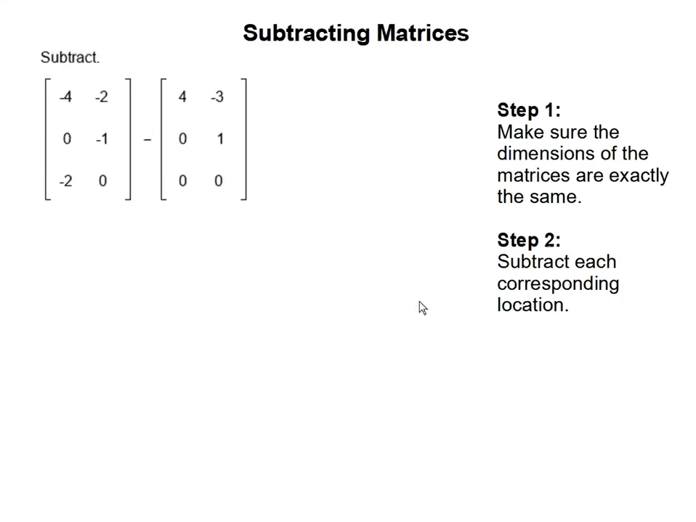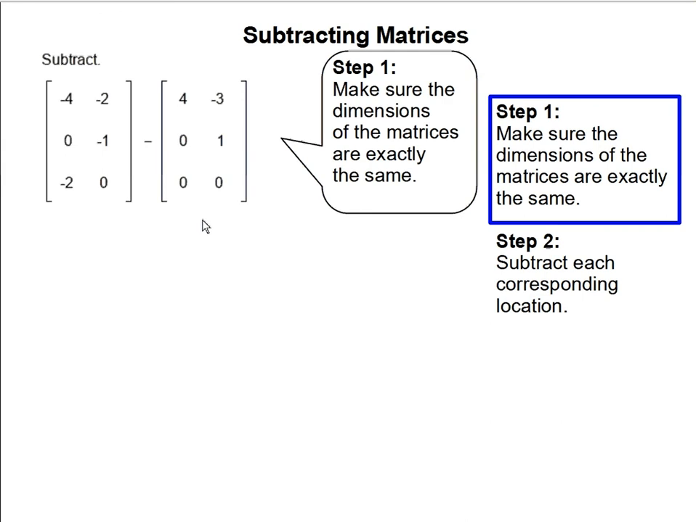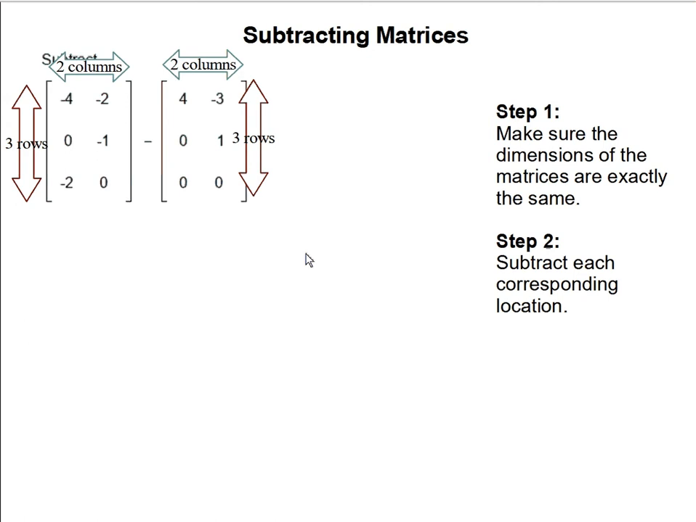How to subtract matrices. It's actually very simple. So the first thing you want to do is make sure that the dimensions of the matrices are exactly the same. Okay, so I'm going to check right here. This one has 2 columns and 3 rows. This one has 2 columns and 3 rows. So that means we can do the subtraction. Alright, so that's the first part, super easy.